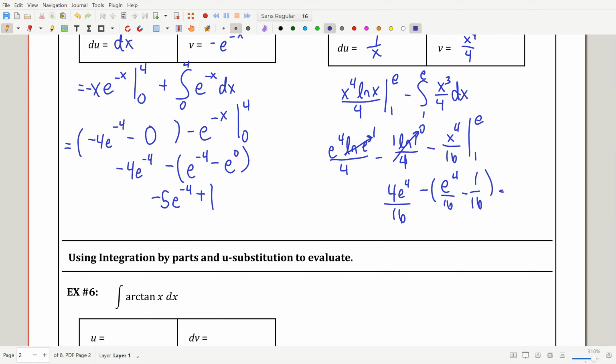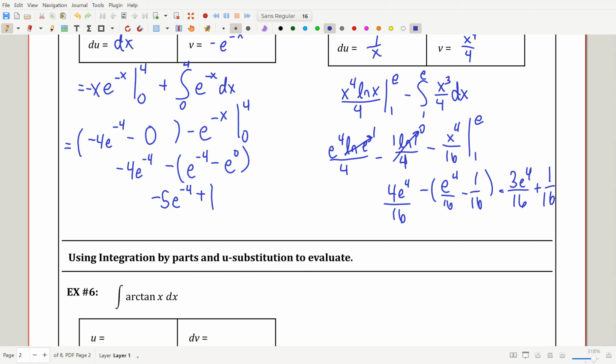Maybe this is what I was thinking of the 3 from. Maybe I actually did get negative 5 over there this morning. So this time I am going to get that 3 that I remember from earlier. 4 e to the 4th over 16 minus 1 e to the 4th over 16 is going to give you 3 e to the 4th over 16 minus 1/16. Sound good? Okay.